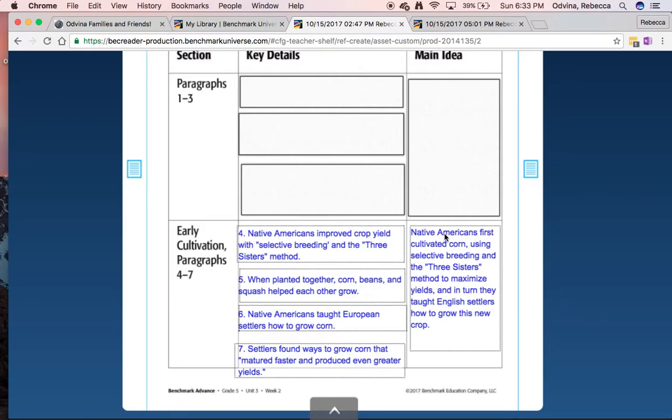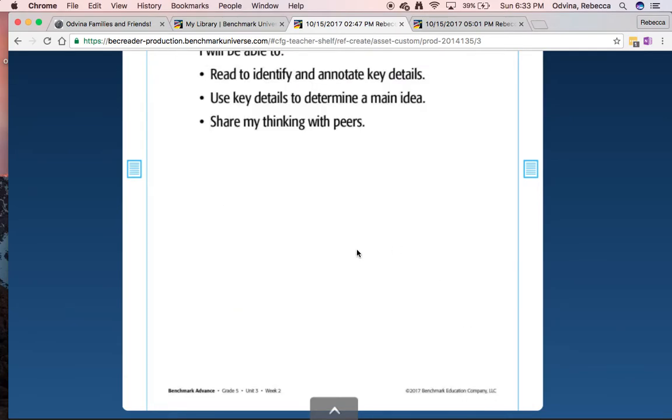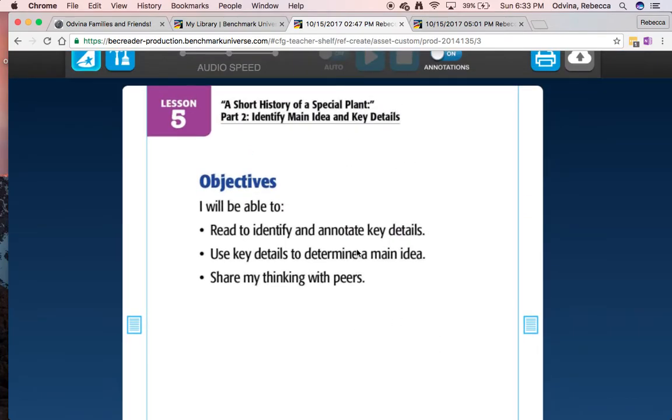Let me know if you got this or if you need some extra help and some extra practice. For now, we're going to be getting some of that extra help and practice because I'm going to be going over the next part and modeling the next section. So your objective is: I will be able to read to identify and annotate key details again, use key details to determine a main idea, and share my thinking with peers.